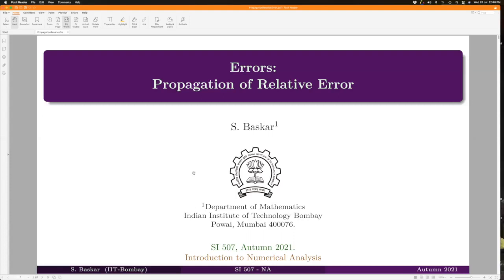It is important to understand which arithmetic operations, and other operations like square root and so on, can amplify the error, which operations rapidly amplify it, and which operations don't amplify the errors that rapidly.